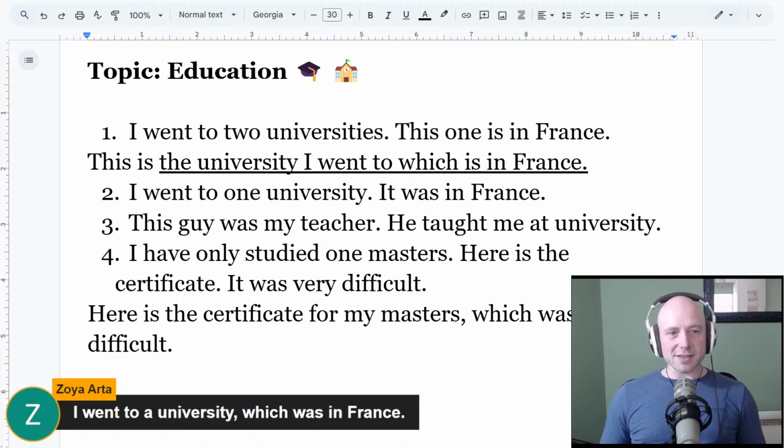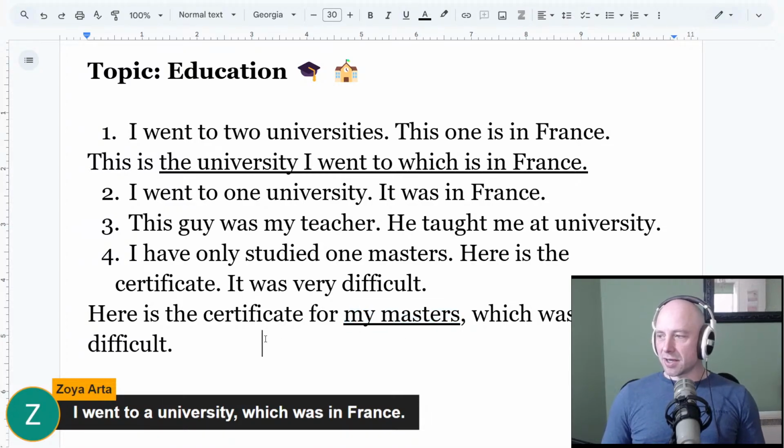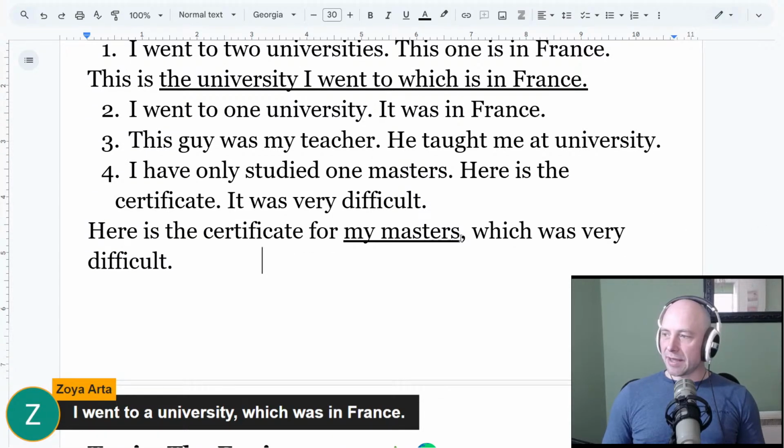I have only one master's. This is a certificate for my master's. So that's complete, my master's, because I just have one, comma, additional information, which was very difficult. This is important. If we drop the comma and we say, here is a certificate for my master's which was very difficult, as one noun phrase, that means I have more than one master's. So that's the important thing there.